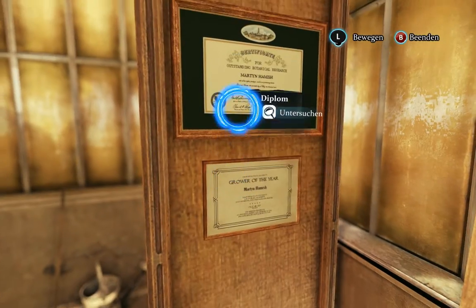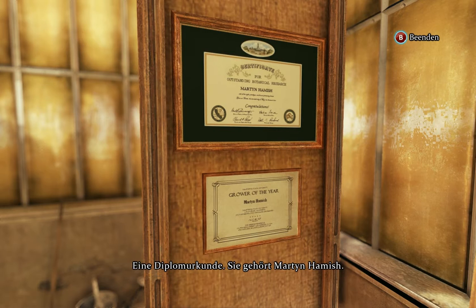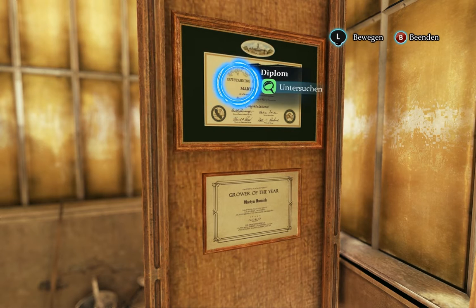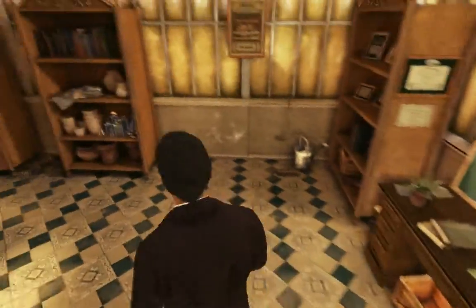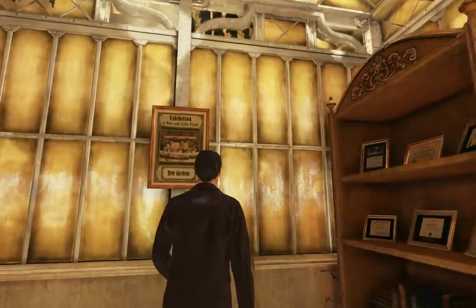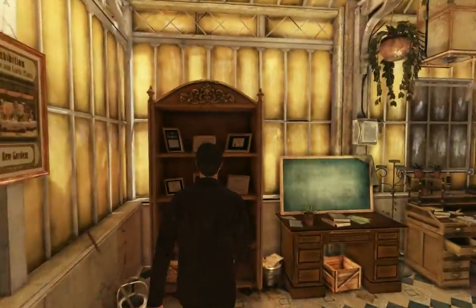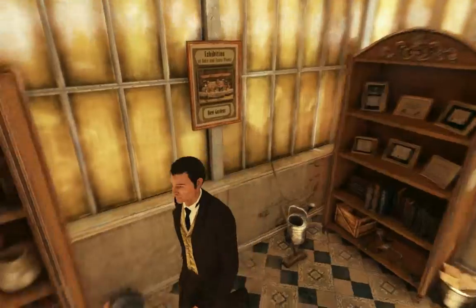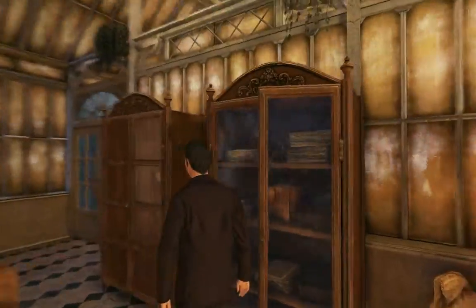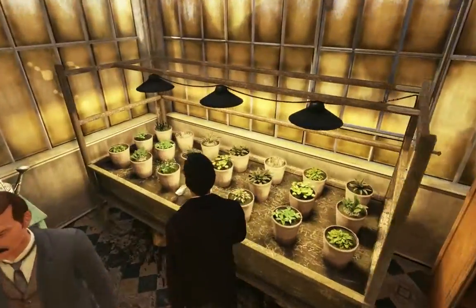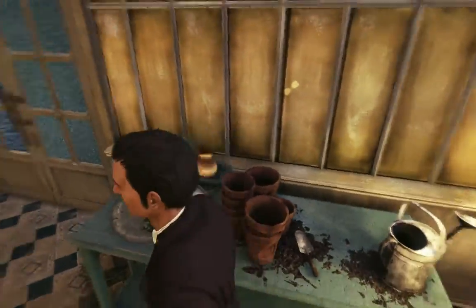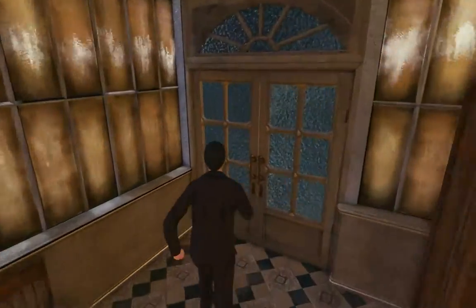Diploma. A master's degree diploma. It belongs to Martin Hamish. An award presented to Martin Hamish for Best Grower of the Year. So he is relatively successful in his field. Anything else to see here? No, but there are more awards here. There is nothing more here.